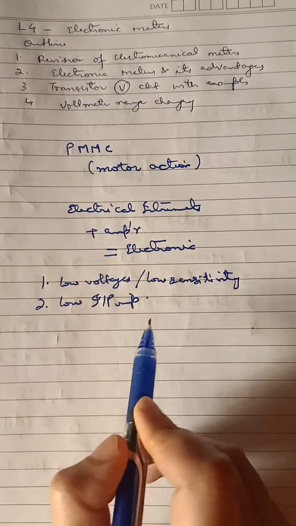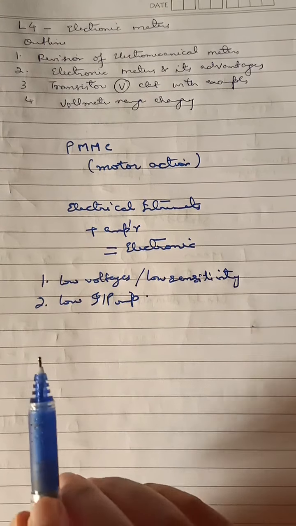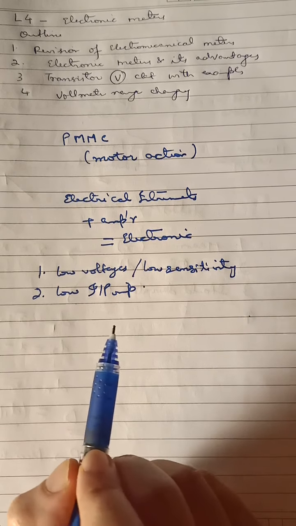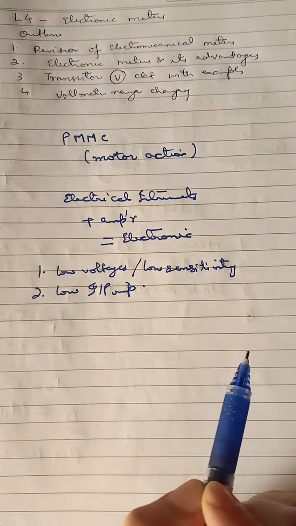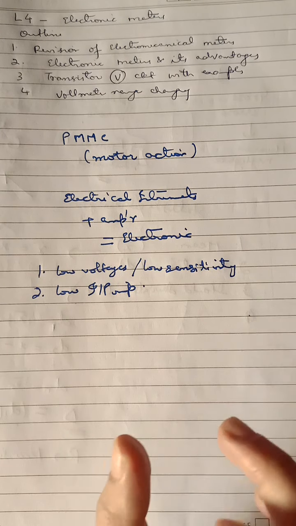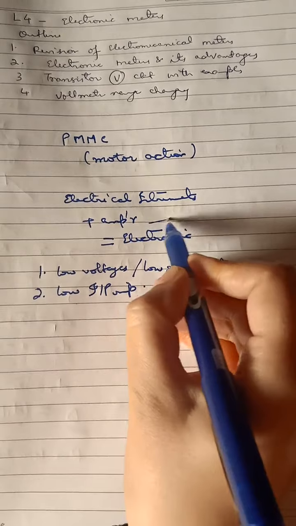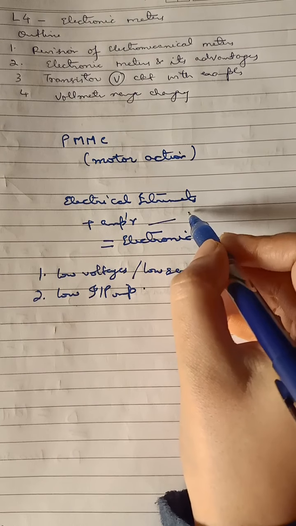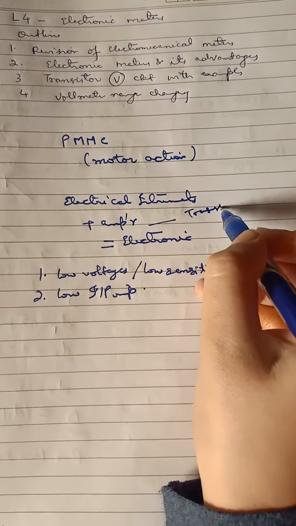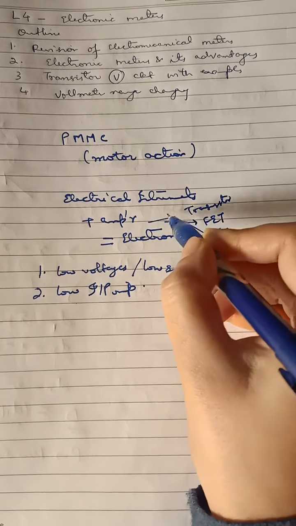So to increase the sensitivity of the electrical instrument, what we do is, if the signal we have is very small, we are going to amplify that signal. When we amplify that signal, we apply it to the electrical meter. The combination of amplifier plus your electrical instrument gives you an electronic instrument. Why is it called an electronic instrument? Because mostly the amplifier is either a transistor, it can be a field effect transistor, it can be an IC.